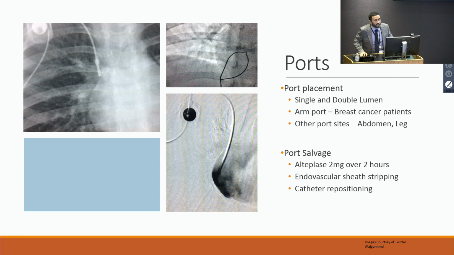So for a tunneled one, these actually come out really easily if you kind of tug on it. And you really don't need to pull pressure on. I suture these in so they don't fall out, as opposed to an arm PICC, which has the StatLock, but this suture will hold it in place.